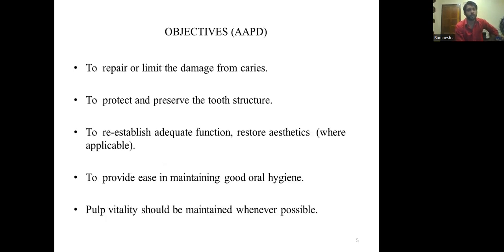Objectives are to repair or limit the damage from caries, to protect and preserve the tooth structure, to re-establish adequate function and restore aesthetics, and to provide ease in maintaining good oral hygiene. Pulp vitality should be maintained whenever possible.